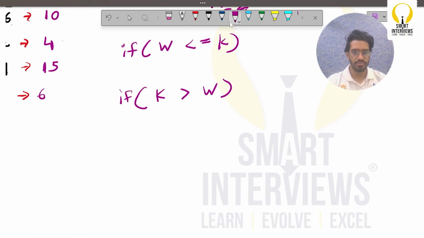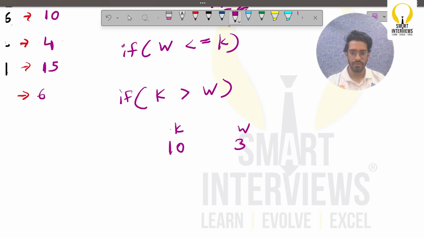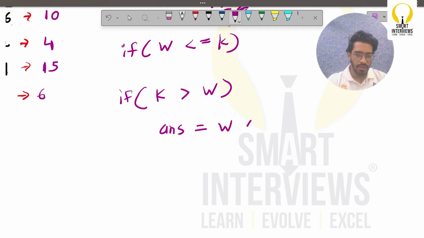So can I say if you have to buy 10 chairs and there are 3 wooden chairs available, you will definitely buy all of these 3 wooden chairs. If there are 5 wooden chairs, you would still buy all of these wooden chairs. Yes. So can I say here, if you are trying to find the answer here, the answer basically becomes W into 2. Yes.